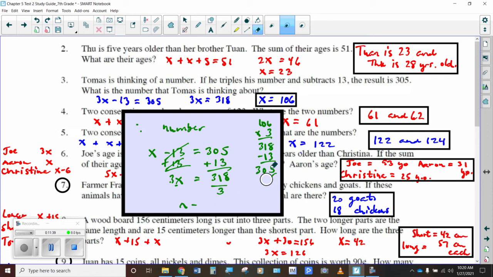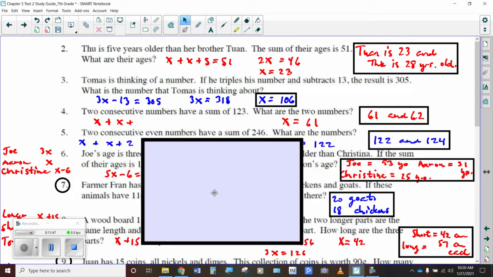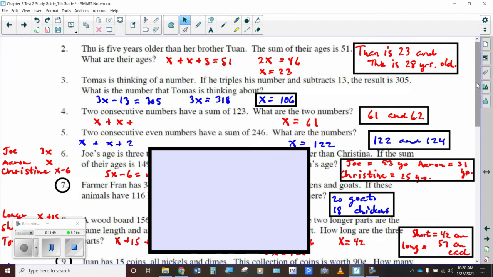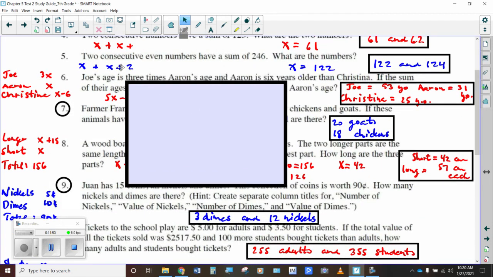All right, where are some other ones here that might be, oh, you know what I should do? Let me do the one that has to do with consecutive even numbers, because there is a problem that has to do with this. I think the test problem has 3 consecutive even numbers instead of 2 consecutive even numbers. But the idea is the same.